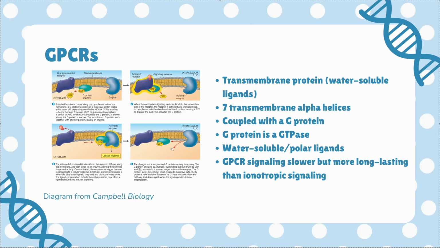So first we have G protein coupled receptors, or GPCRs. These are transmembrane proteins, so they bind to water-soluble ligands. Now, common water-soluble ligands include hormones from the posterior and anterior pituitaries, such as growth hormone, oxytocin, melanocyte stimulating hormone, etc., follicle stimulating hormone, and also insulin and glucagon, as I'm sure a lot of you have heard about. Those are also water-soluble ligands.